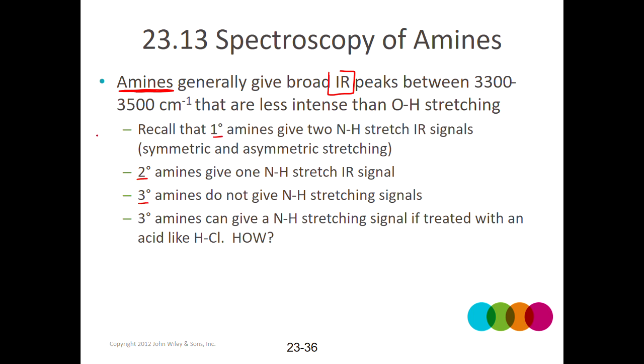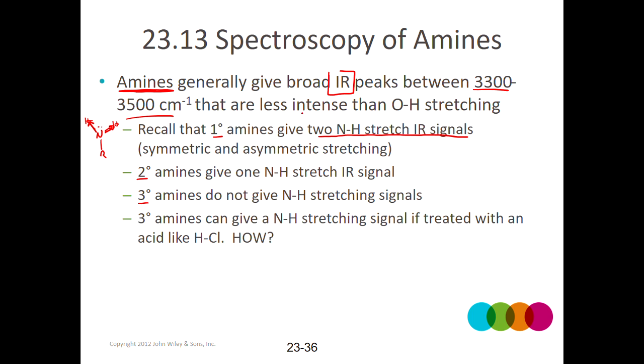Right, so a primary amine has two NH bonds, and we said there's two ways those can stretch, either at the same time, symmetrically, extending and contracting at the same time, or asymmetrically, where one gets longer as the other gets shorter, and then vice versa. So since there are two ways that can vibrate, there are going to be two signals for the NH stretch in the IR. And those two signals would come usually between 3300 and 3400.